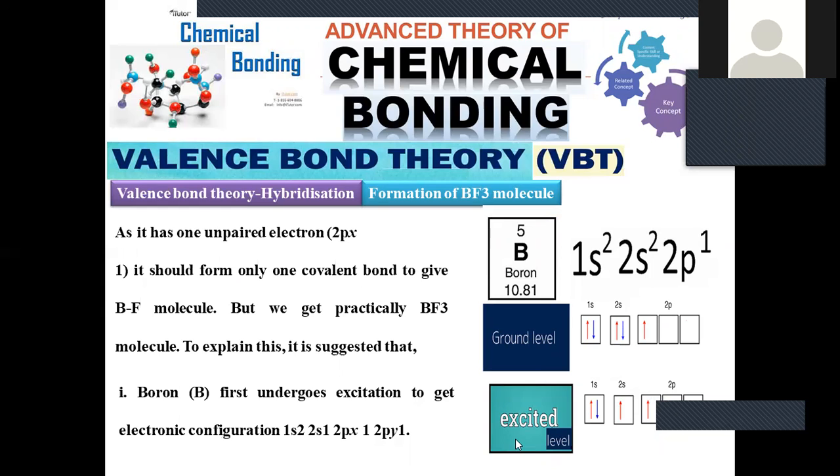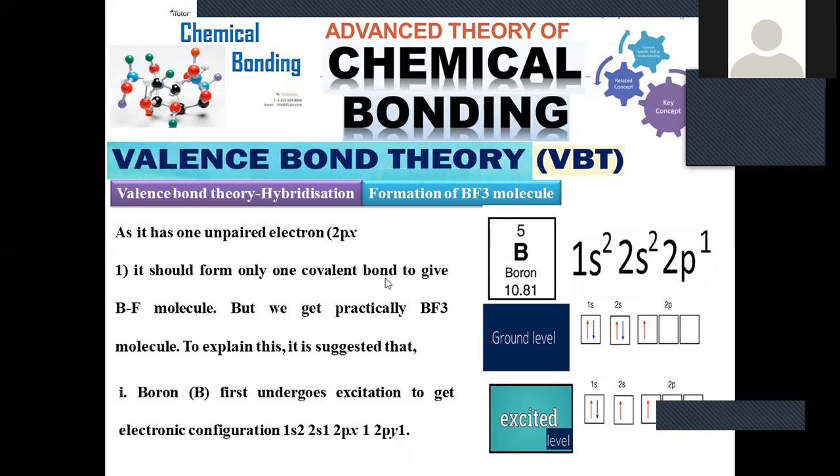After the excitation of this boron, by giving extra energy, this will participate in the jumping of an electron from the s orbital to the p orbital, so that we get 3 individual electrons which are responsible for sharing electrons with these 3 fluorine atoms. This is the required excited level boron electronic configuration.